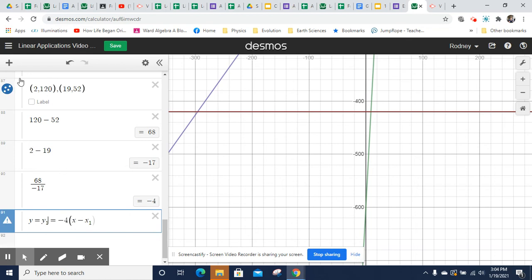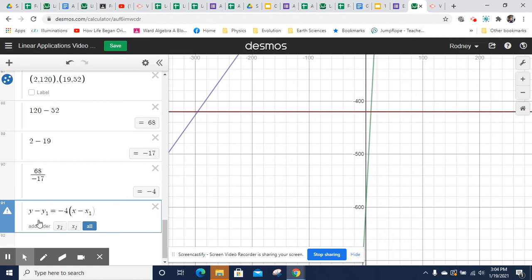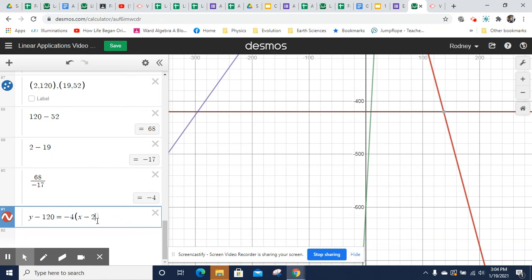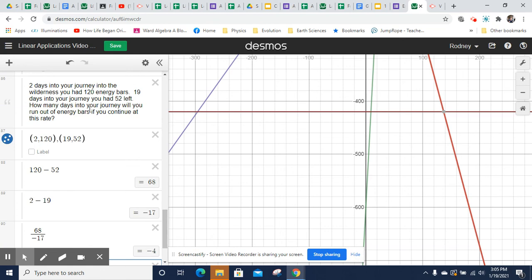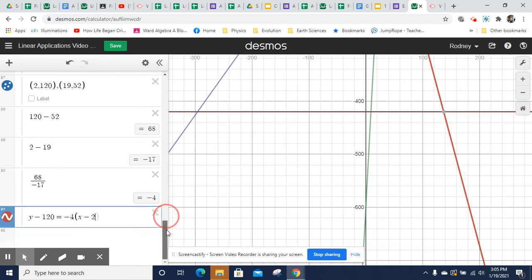And then we just pick one of these points, whichever one we want. I'll pick (2, 120). So y will be 120 and x will be 2. And now I have an equation that I can work with. Now, the question asked, how many days into your journey will you run out of energy bars if you continue at this rate? Running out of energy bars means you have no energy bars. Now, y was the energy bars, and x is the number of days into your journey. So what we need to figure out is what x would be when y is 0.